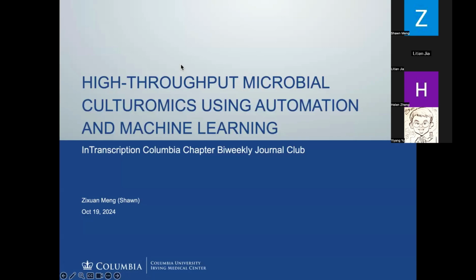All right, so today I'll be walking everyone through this paper called High-Throughput Microbial Culturomics using automation and machine learning. This is a paper by some of the postdocs at the lab that I'm currently working with, Harris Long's lab. And their system called CAMI is a very cool robotics platform that I've used a lot for my culturomics projects. So I'll talk about that today.